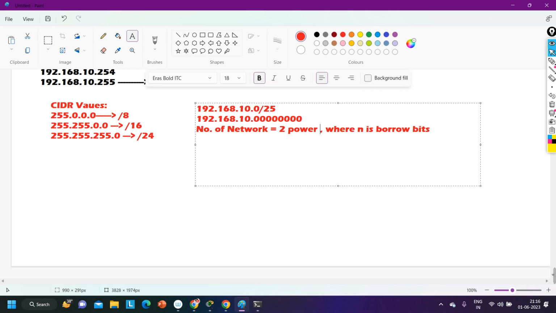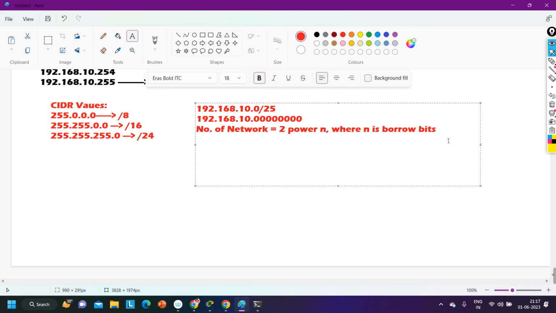2 to the power n. This is n, and n is the borrowed bits. Or we can say n is the bits which shifted from the network portion to the host portion. After that, there is a second formula to find the block size, and block size tells us the second network. Like here, as I told you, if this value is 0, then the network ID will be 10.0. If this value will be 1, then the network bit will be 128. And these are the host portion. Yes or no? Yes, sir.